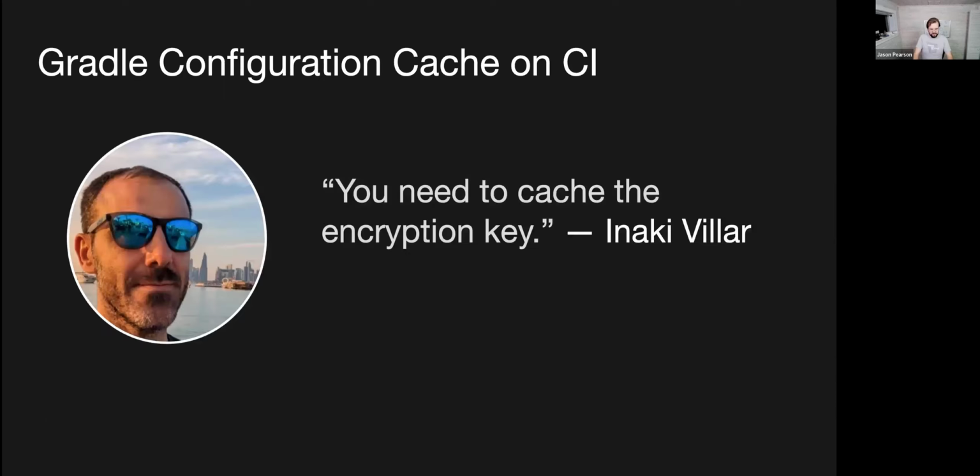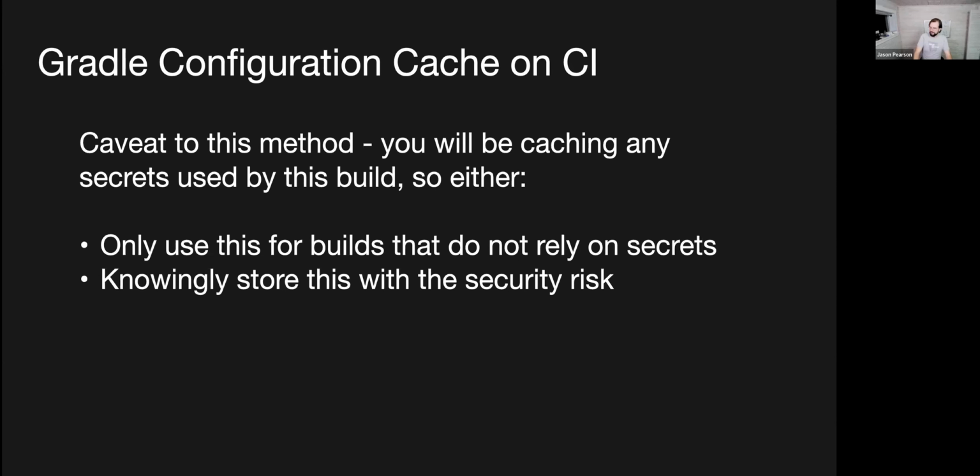I really puzzled over this, and I talked to Inaki at DroidCon New York, and he said that I need to cache the encryption key. I was really confused at first because I didn't see it anywhere in the directories. So before we go any further, just a caveat: this method does cache the secrets that configuration cache encryption was intending to encrypt and keep safe. So this method shouldn't be used, but I do have a solution at the end.